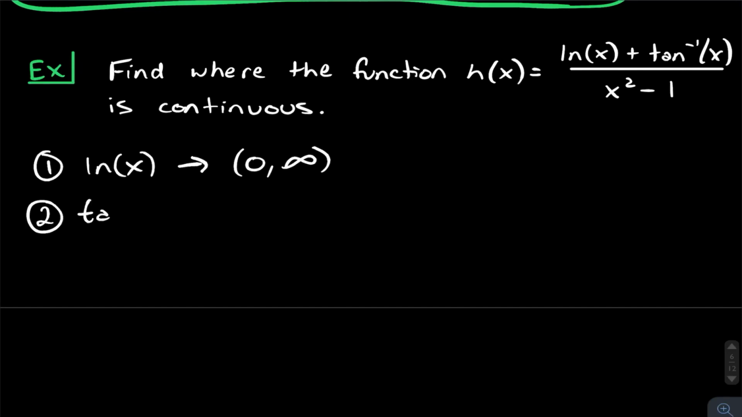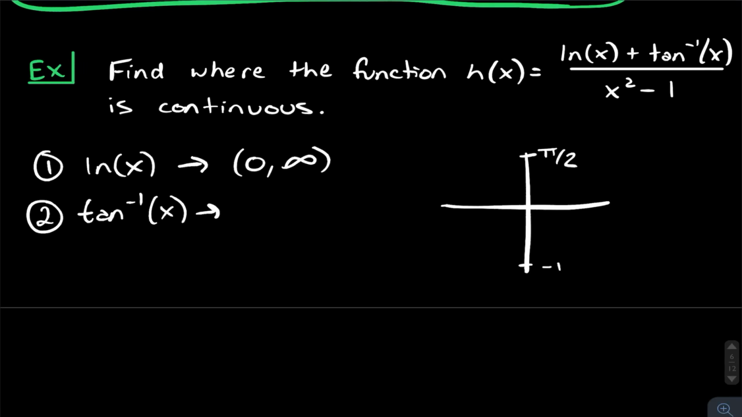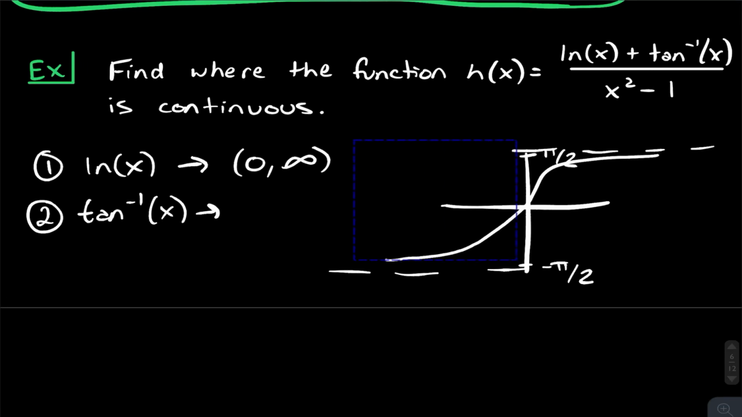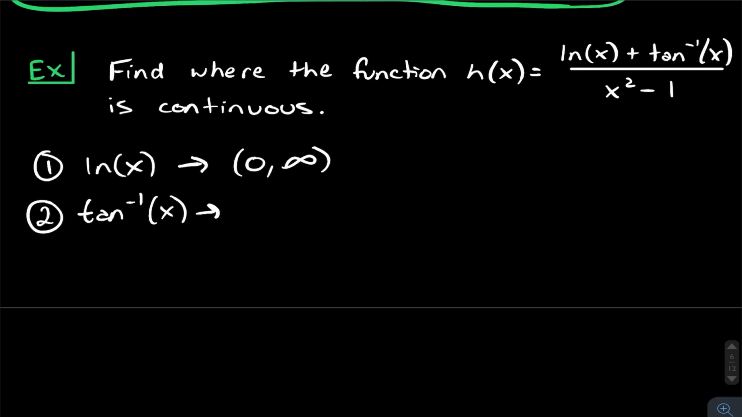Next, we can look at tangent inverse of x. That's the next piece on our list. Now, just for all of you that don't know, because I didn't know this until Calc 2, because we do inverse tan all the time in Calc 2, this is what inverse tangent looks like. It asymptotes at pi over 2 and negative pi over 2, but it is continuous for all x values. And so this is from negative infinity to infinity.